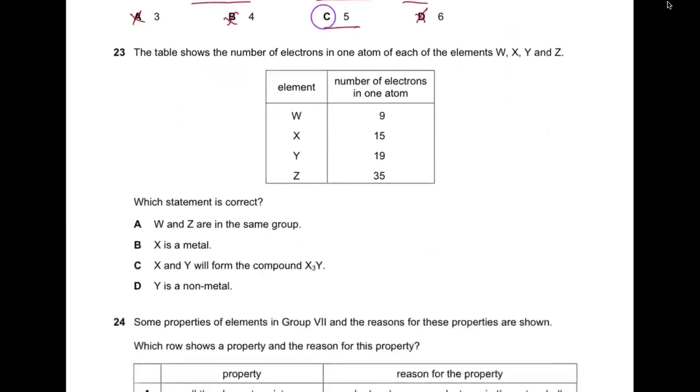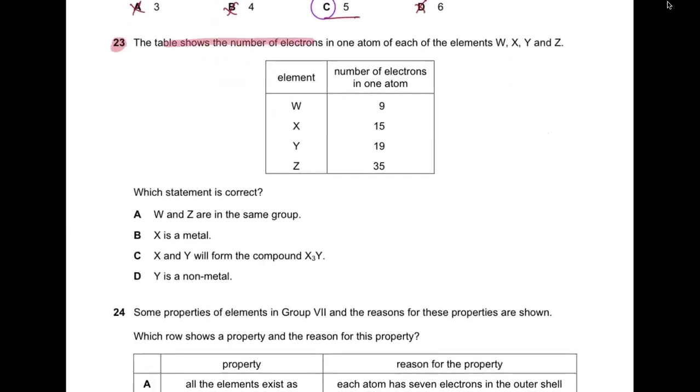Okay. Now MCQ number 23. The table shows the number of electrons in one atom of each element W, X, Y, and Z. Which statement is correct? Okay. The number of electrons in one atom of W. Just write the electronic configuration. It will help us a lot. It is going to be 2 and 7. So it means it's a halogen, group 7 element, right?